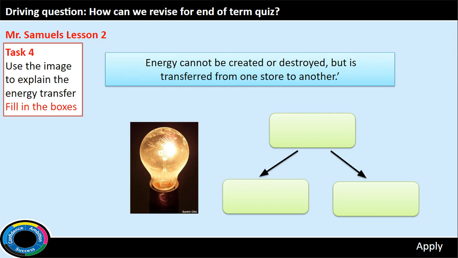Right, welcome back. So you've got electric, as you can see, filament light bulb. Electric energy is going to be transferred to heat and light. So this is an example of energy store that you should be aware of for your end of term quiz next week.